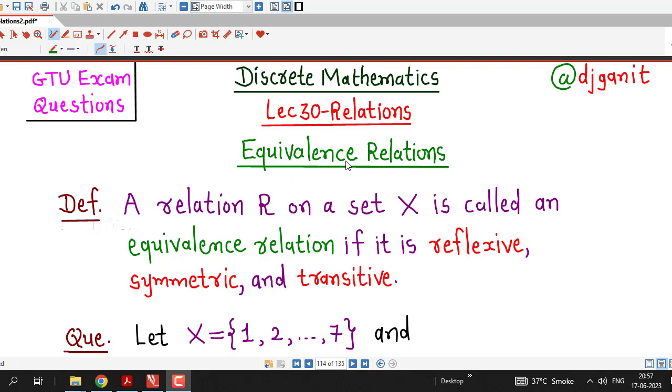In this lecture we are going to discuss equivalence relations. We will see the definition of equivalence relation and we will explain how to check whether a given relation is an equivalence relation or not. The definition is simple.